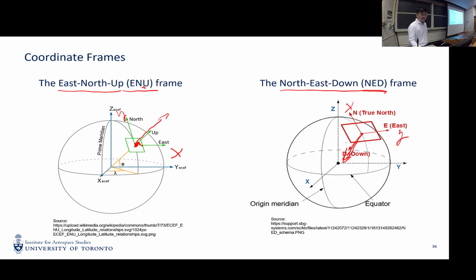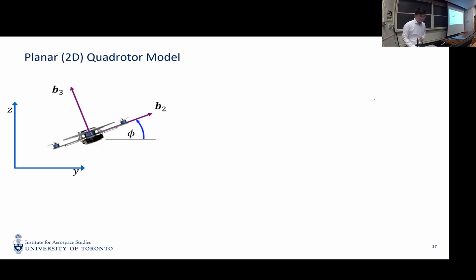For fixed wing study, for all the frequency, people tend to use the NED frame. But in quadrotor study, people use both. So some people use NED, some people use ENU. So make sure you figure out the definition of the coordinate frame before you move to the math. Okay, so we start with a simple model.